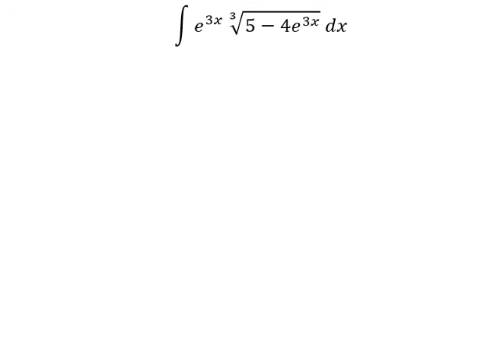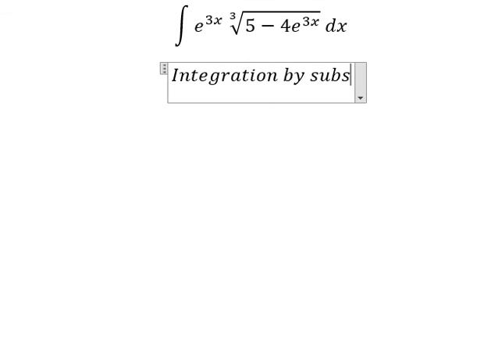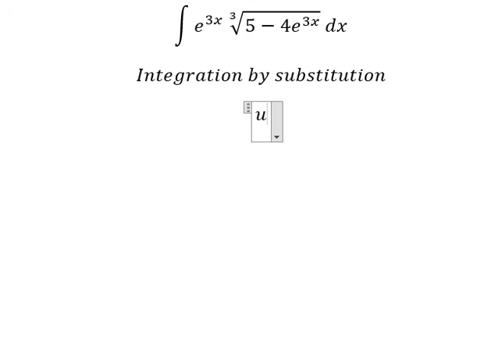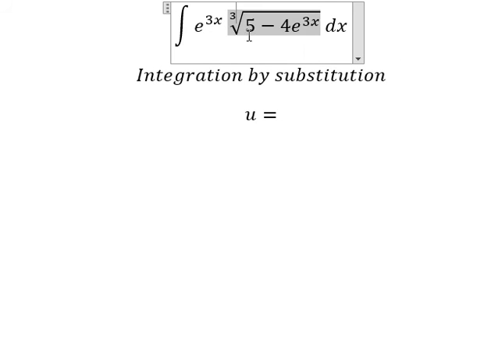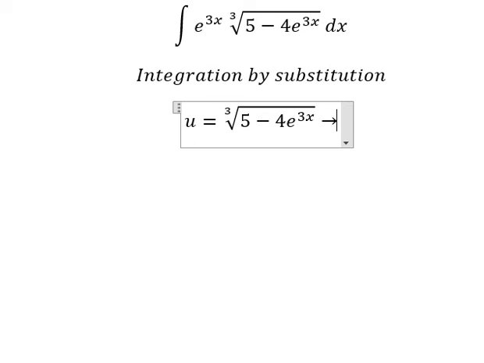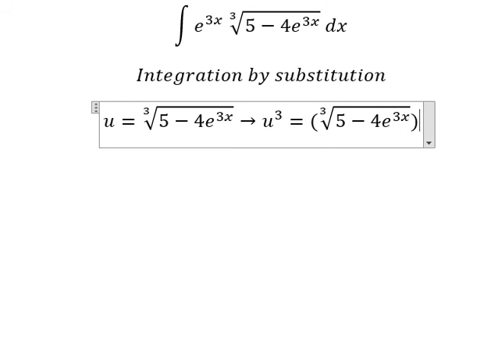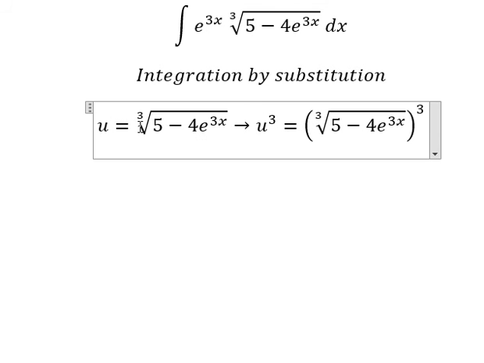We need to use integration by substitution. So I will put u equals to this one. Later, we put the power 3 on both sides to cancel the cubic root.